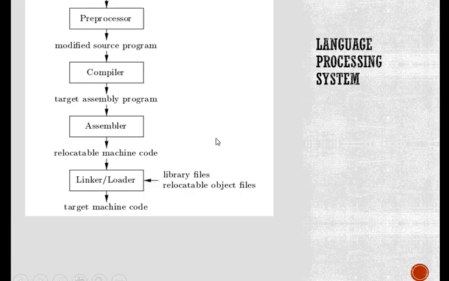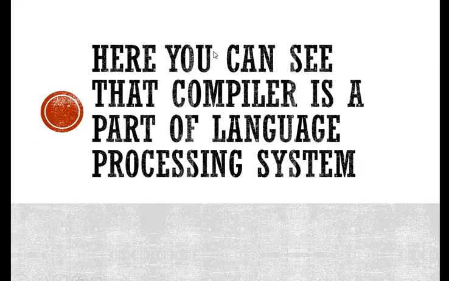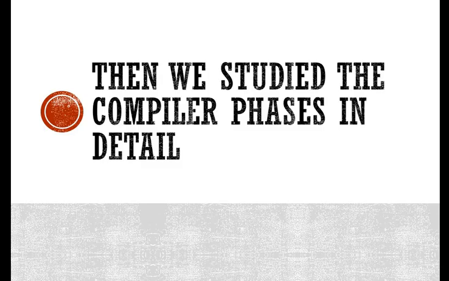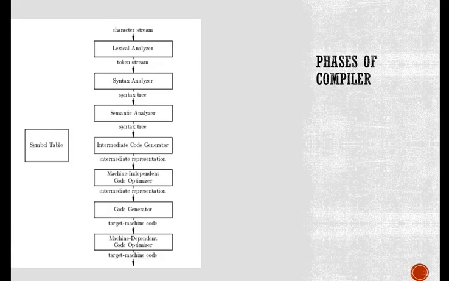After that we saw what is actually a language processing system, how a language is being processed, and we saw that compiler is a part of language processing system. Compiler is not a complete language processor, but it is a part of the language processing system which is being used in the computer. More precisely, compiler is a phase in the processing of a language. Then we studied the compiler phases in detail. We had a lot of phases of a compiler, so we will just see them in a little detail only.